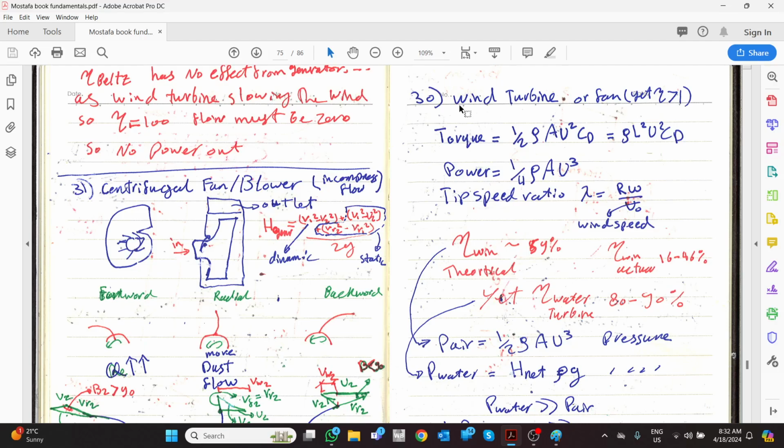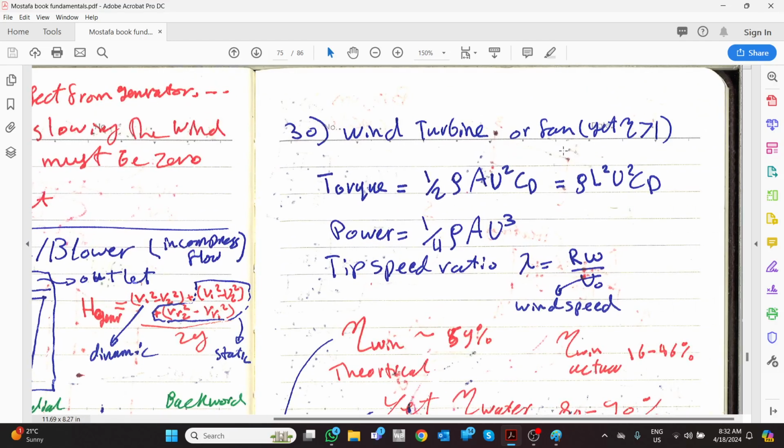Now we are going to check what wind turbines or fans are. A wind turbine is exactly the fan. Yet when we are dealing with the efficiency, we need to know that in fans the efficiency needs to be bigger than 1, and in the turbine the efficiency is less than 1. That's it. Same equations, same everything. So torque is half rho area U squared CD, and power is 1 over 4 rho area U cubed.